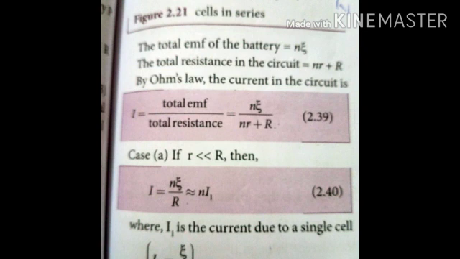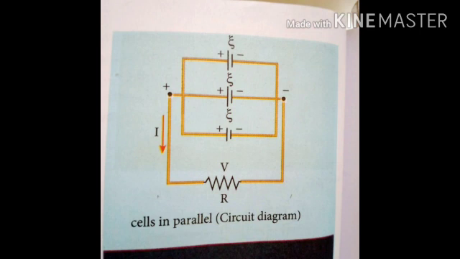Now we see cells in parallel. In the parallel connection, all the positive terminals of the cells are connected to one point and all the negative terminals to a second point. These two points form the positive and negative terminals of the battery.